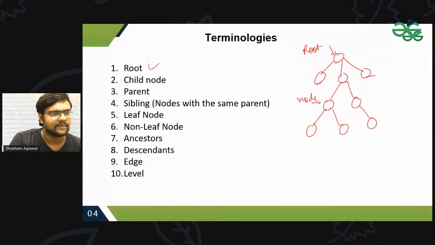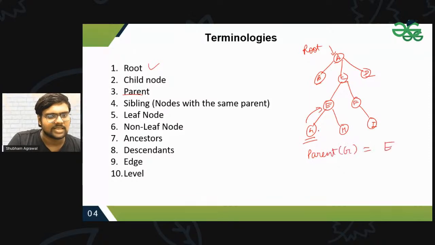Then we have the parent node. So if we consider this node, then its parent would be this node. Let me give some names to these nodes so it will be easy to understand: A, B, C, D, E, F, G, H, I. So if I talk about G, G has E as a parent. So parent of G should give me E, and children of E will be G and H.